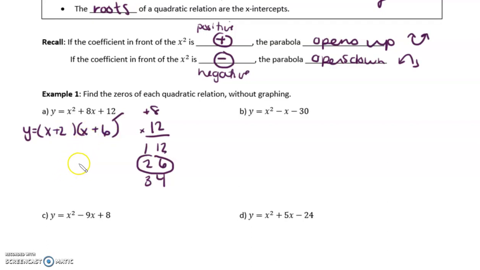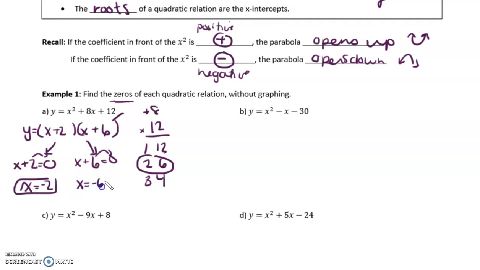Now in order to actually solve for the zeros, we have to take each one of these and equate it to 0. So we say, when does x plus 2 equal 0? And we also say, when does x plus 6 equal 0? And we can just bring over the 2 and bring over our 6. So x equals negative 2 and x equals negative 6. Those are our two roots or our two x-intercepts.